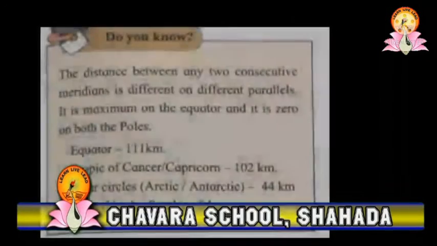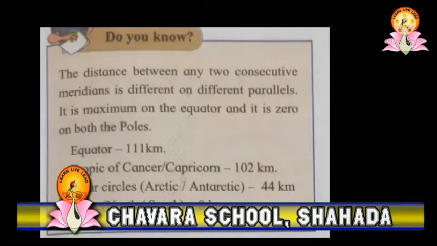Here are some amazing facts related to meridians of longitude as well as the graticule. The distance between any two consecutive meridians is different on different parallels. It is maximum at the equator and it is zero at both poles. At the equator, the distance between any two consecutive meridians is 111 kilometers. At the Tropic of Cancer and Capricorn in the north and south it is 102 kilometers. In the polar circles, that is the Arctic and Antarctic circles, this distance is 44 kilometers. Near the poles, that is the North Pole and South Pole, this distance is 0 kilometers.